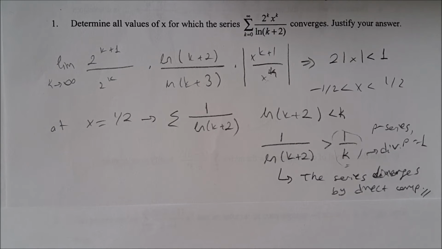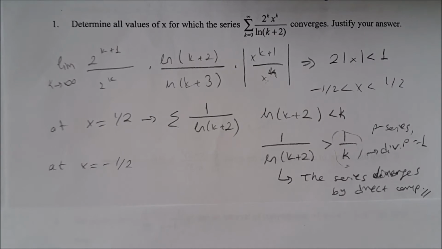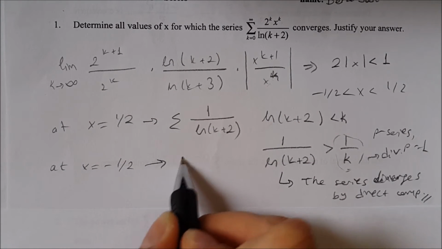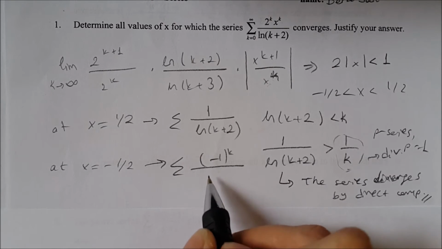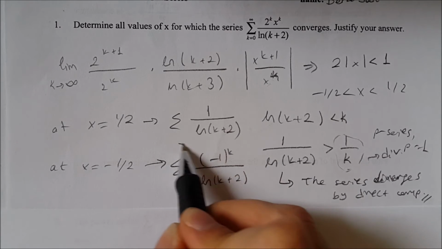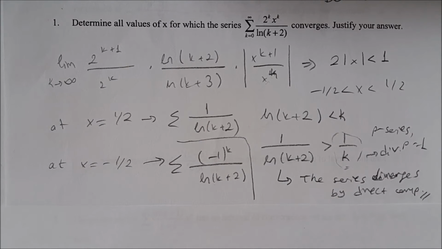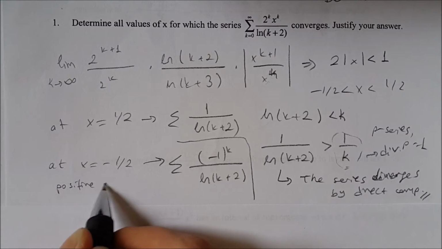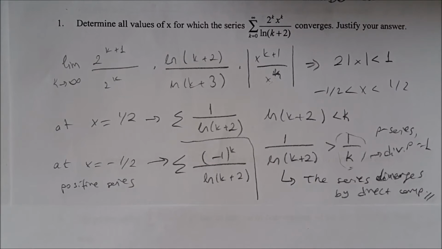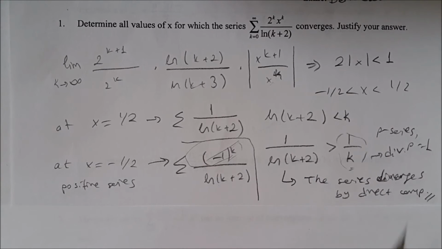Now we need to find the other endpoint at x equals negative 1 over 2. This time we get the alternating series negative 1 to the power k over ln k plus 2. For this part, we will use the alternating series test, in which we are going to first look at the positive series, excluding the alternating part of this equation.